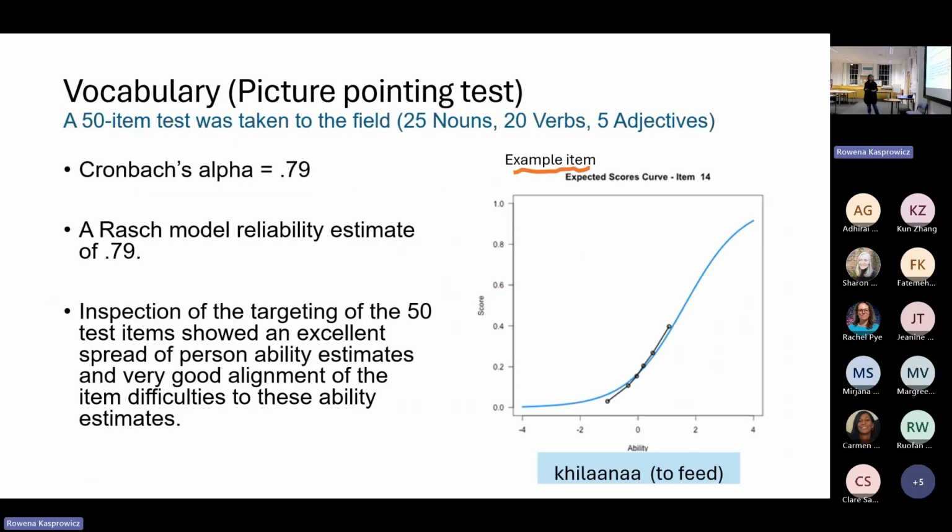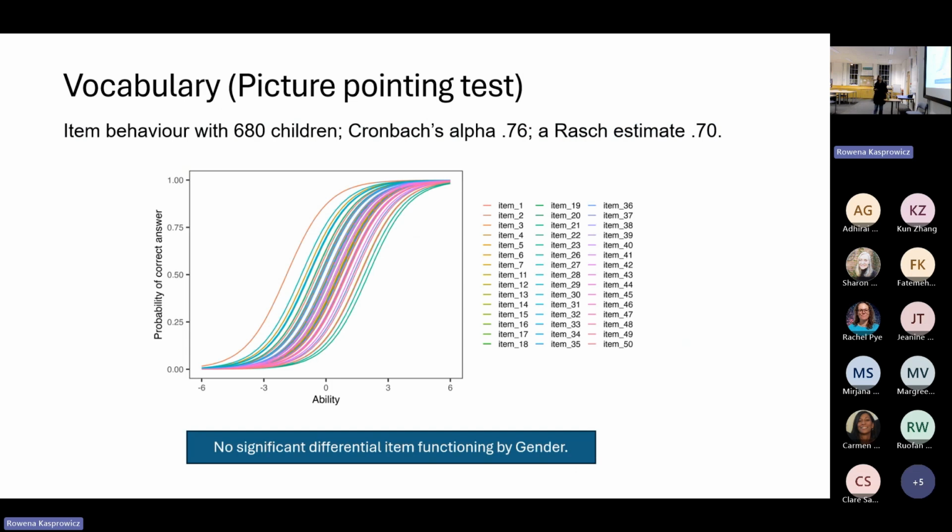Anyway, we managed to get to a point of 50 items, and this is the sort of psychometric properties of what we managed to pick up. And we thought we had a test which had a good item fit. The estimates from person ability were excellent in terms of the spread and the alignment of item difficulties. The ability estimates were good. So then we took this into the field and we looked at how this was performing in the field. So this is data from 680 children. It seemed to have been able to bear up to the demands in the field.